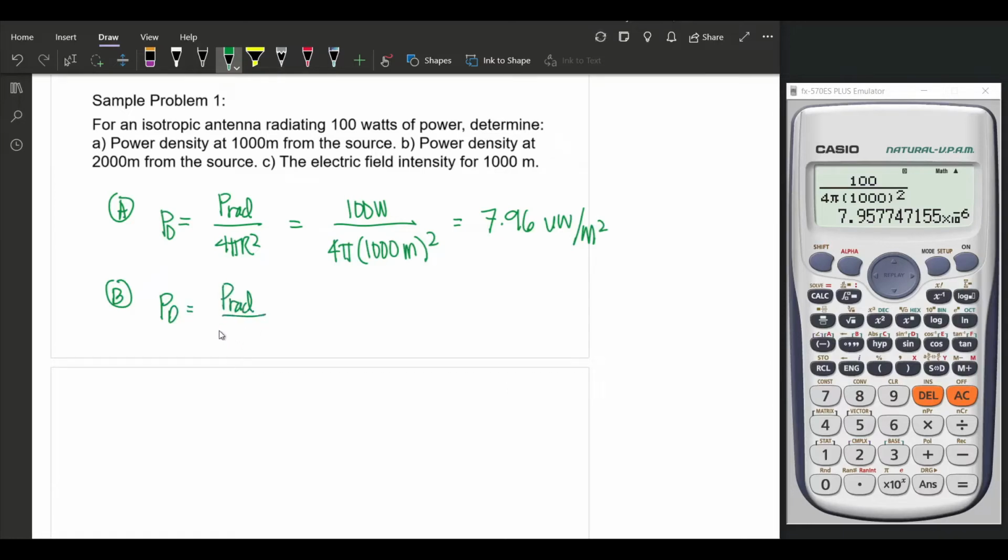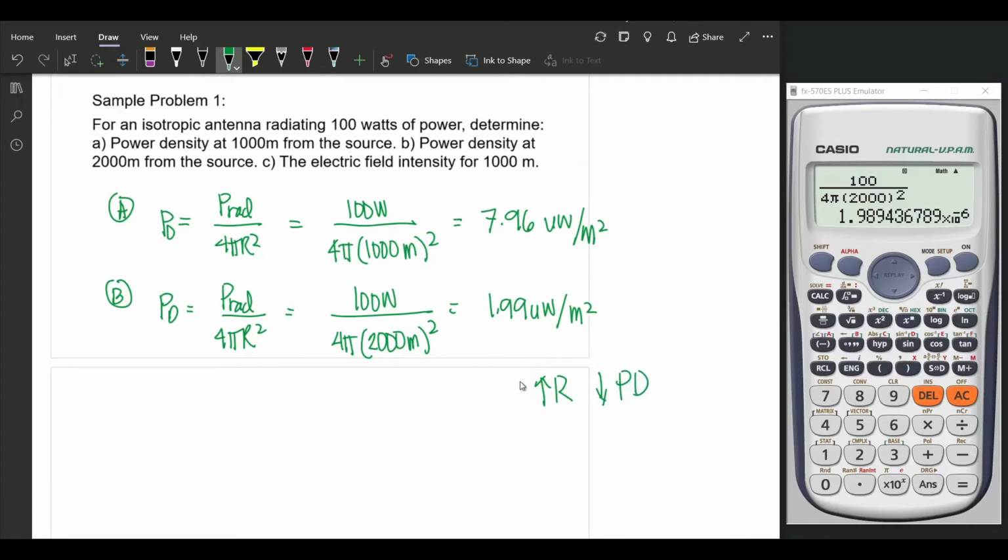So lalayo tayo ng 2000 naman. So same formula ulit. Ayan, so papalitan lang natin yung distance. So dinoble niya yung distance. So let's see what will be the effect on the power density. It will become 1.99 microwatts per square meter. As you can see, nung nag-increase yung distance natin from the source, nag-decrease yung power density. Okay? So that is the relation of the two parameters based din sa formula natin dito.